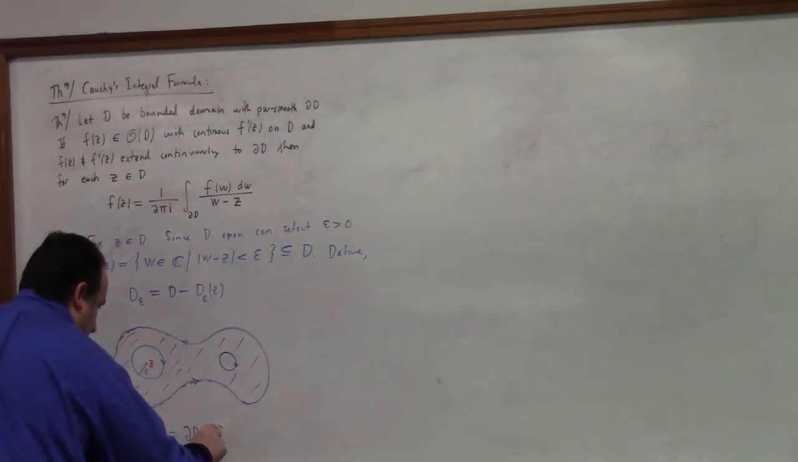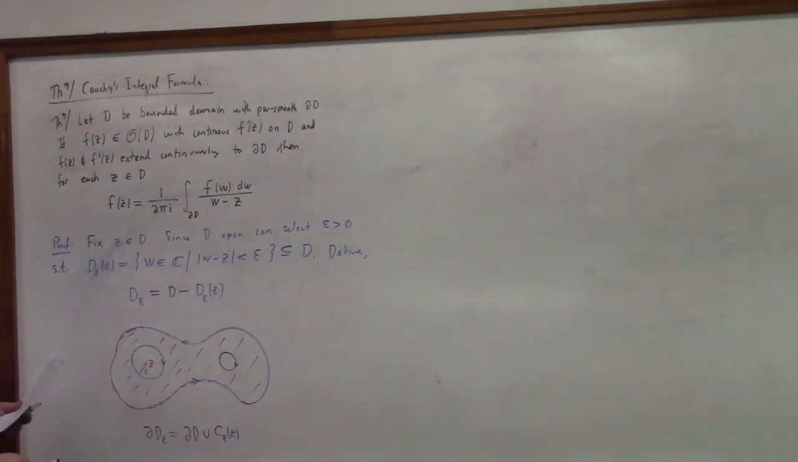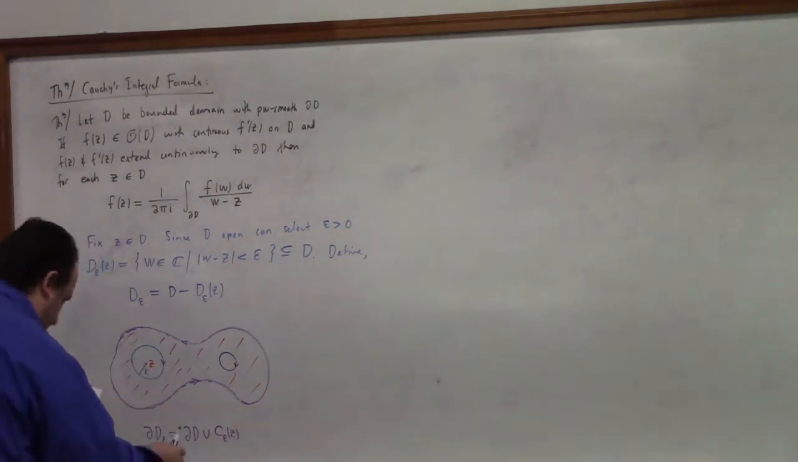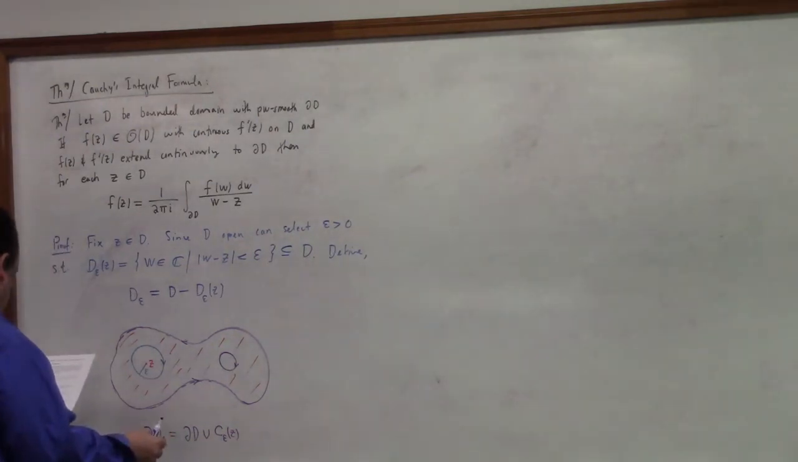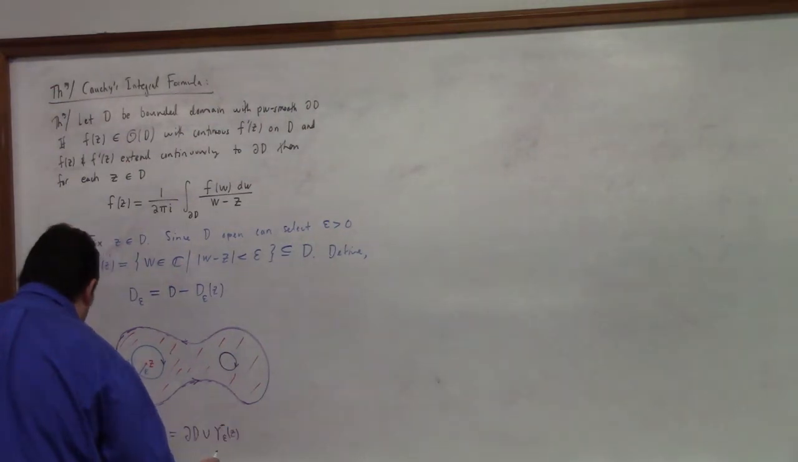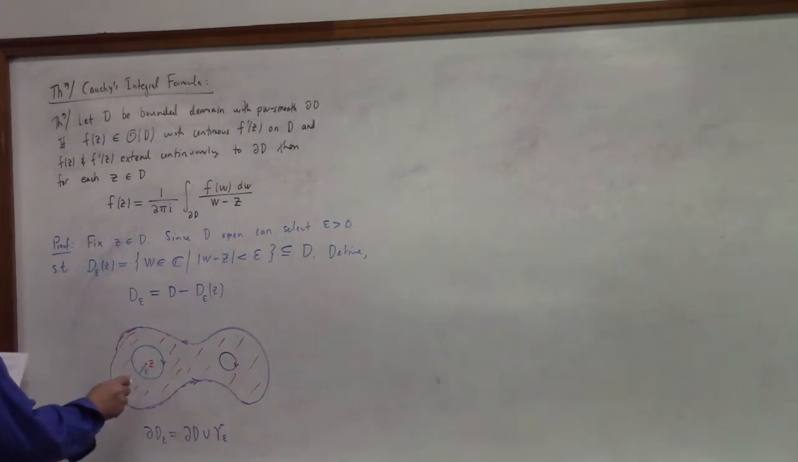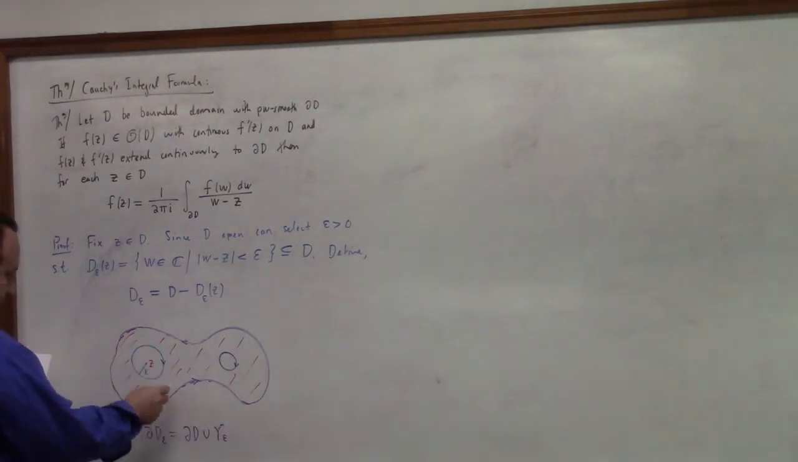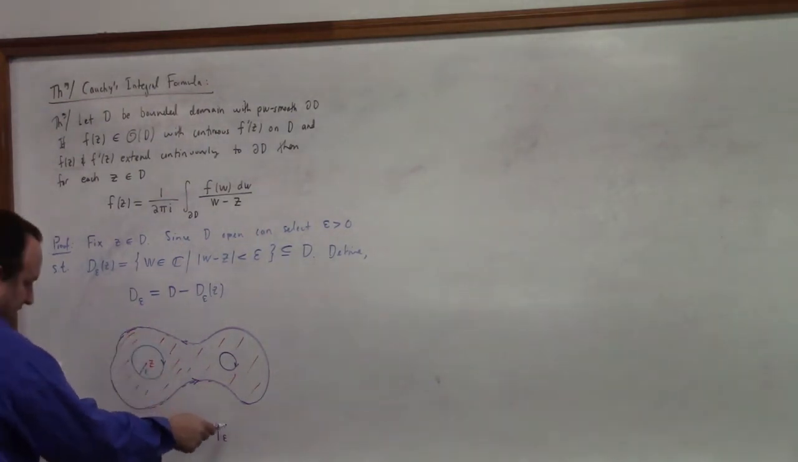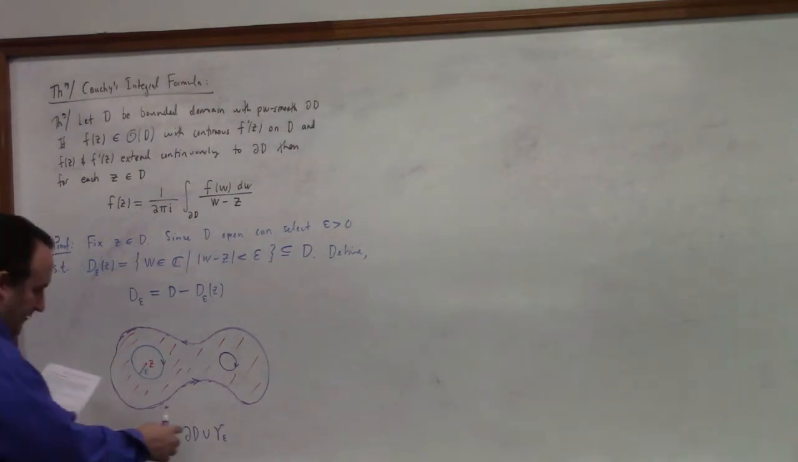The circle of radius epsilon centered at Z, right? I called it gamma minus epsilon. This is the clockwise oriented circle, that blue clockwise oriented circle of radius epsilon centered at Z. Okay, great.